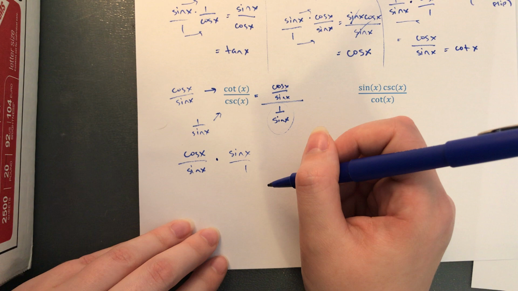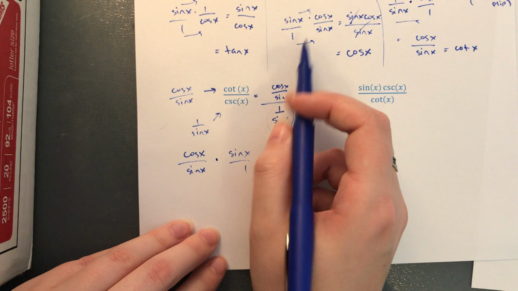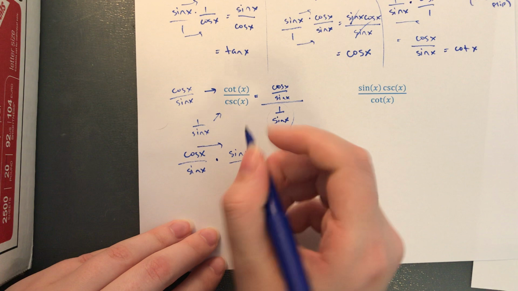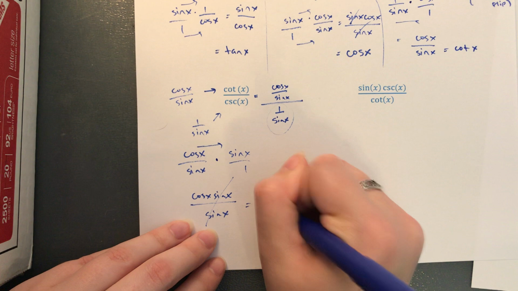I just want to make sure I'm double checking my answers. Yep. All right. So then we get the same case, because I didn't realize that these two things were basically the same problem. You multiply together. So cosine times sine is cosine x sine x, over sine times 1 is sine x. Once again, you have a sine on top and bottom, so you cancel them out, and we just get cosine x. Woo!